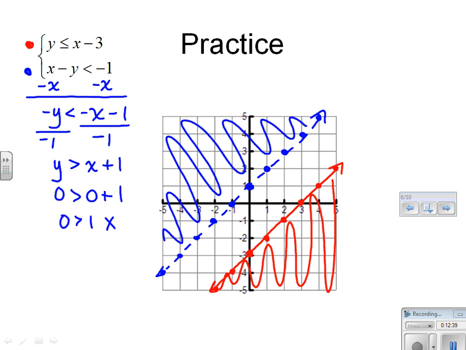Now, what is the solution to this system of inequalities? Well, the solutions for the blue inequality are above the blue line. The solutions for the red inequality are below the red line. There is no overlap. That means that this system of inequalities has no solution. So if the shaded areas never overlap, then there will be no solution.